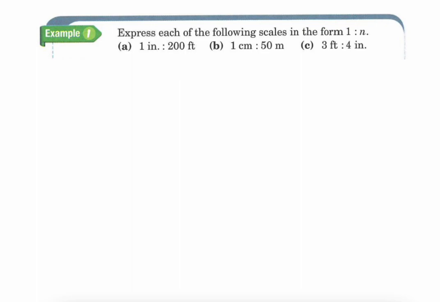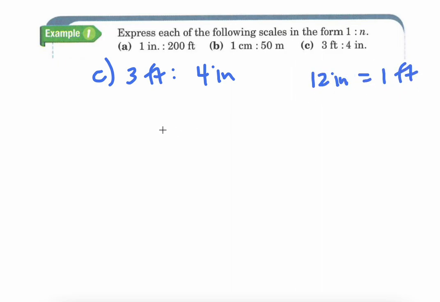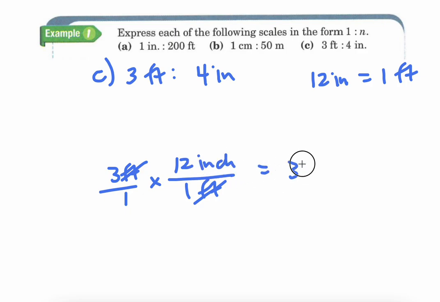Okay, and now let's look at C. C has 3 feet to 4 inches. Okay, so I want to get it down to 1 to n. All right, I know from before that 12 inches equals 1 foot. So let me change them both to inches. If I have 3 feet, 3 feet over 1 times 1 foot on the bottom so that I can cancel corresponds to 12 inches. So that means I multiply and I get 36 inches. 3 feet is the same as 36 inches.